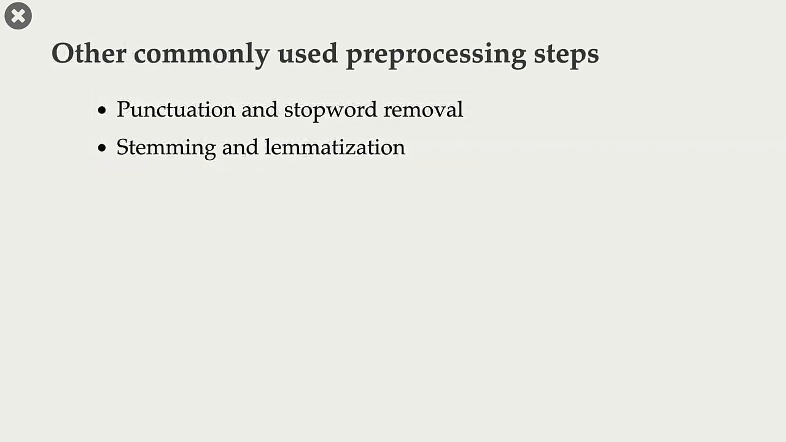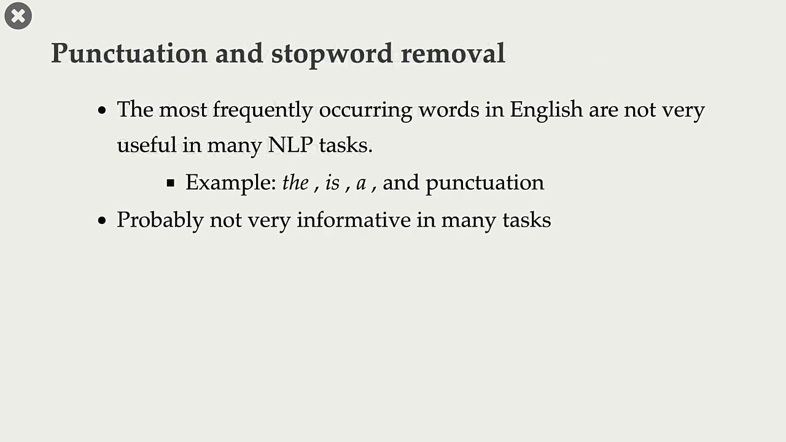Now there are also these other commonly used pre-processing steps. I'm going to talk about two of them. The first one is punctuation and stopword removal, and the second one is lemmatization and stemming. You have done stopword removal before, and the idea is that most frequently occurring words in English are not very useful in many NLP tasks. And what are these most frequently occurring words? They are usually prepositions or determiners or punctuation marks. They are not very informative, there is not much content in them, and the idea is to just get rid of them before we do anything with that text data.